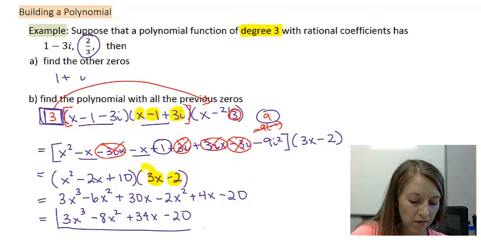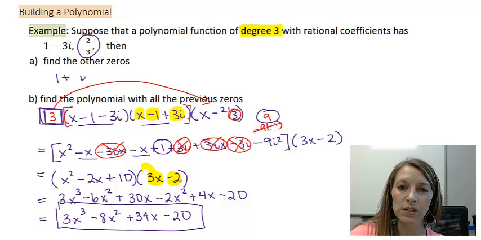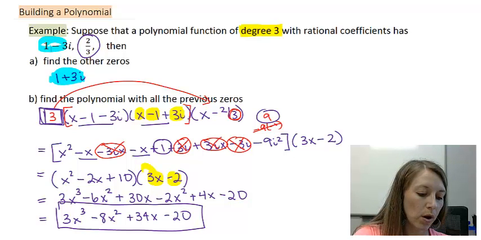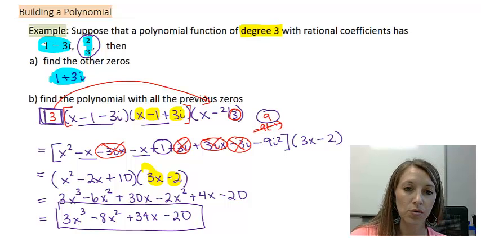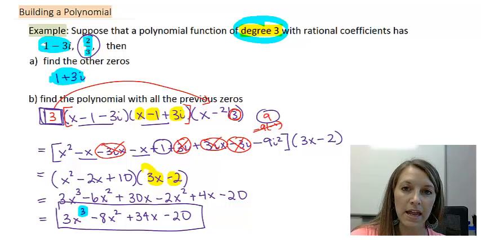So this is my final answer. Now, if I were to work this the opposite way and set this equal to 0 and find the zeros, that should give me the solution of these three zeros up here: 1 plus 3i, 1 minus 3i, and 2/3. Also notice that this problem told us that we needed a degree 3 equation, so we ended up with exactly that, a degree 3 equation. That's because we had 3 zeros, hence 3 factors. So at this time we should be able to build any polynomial as long as it gives us the corresponding zeros.